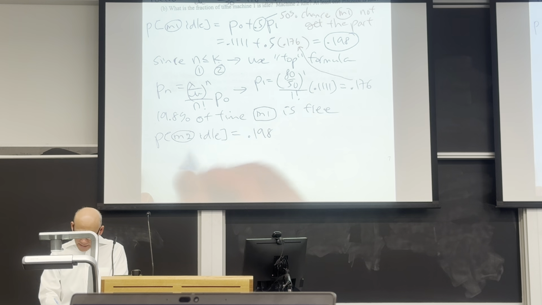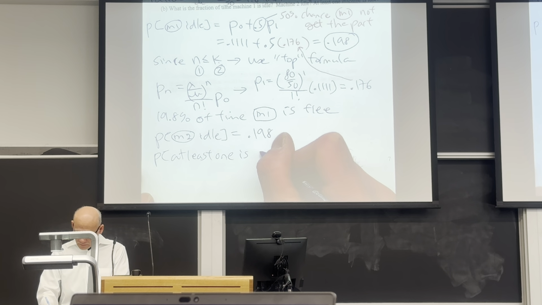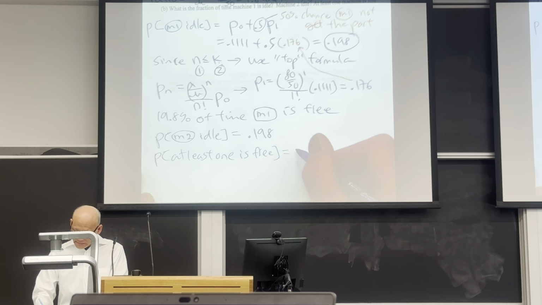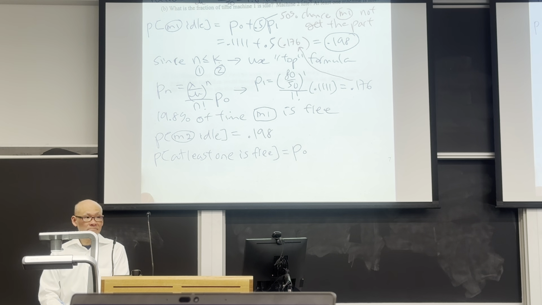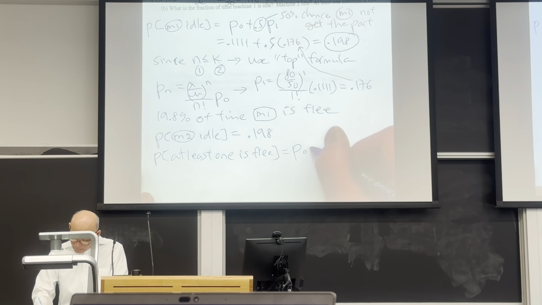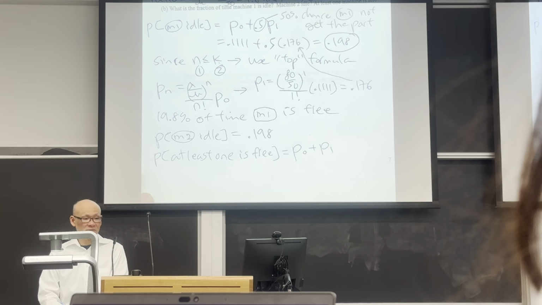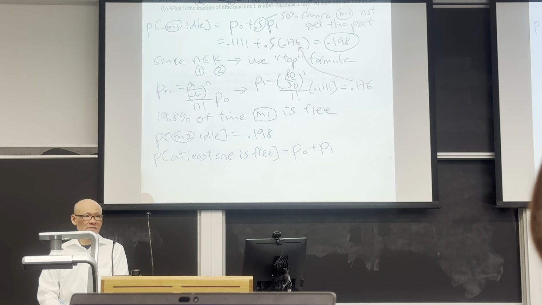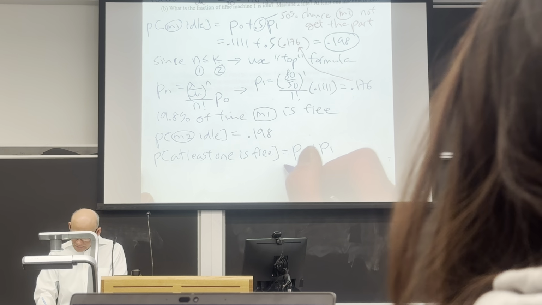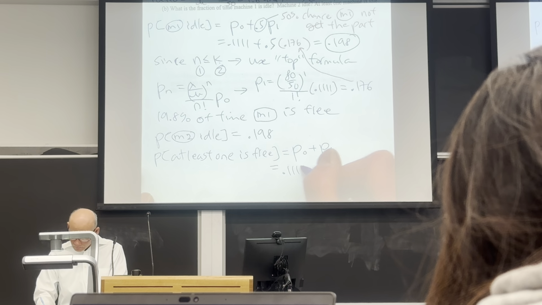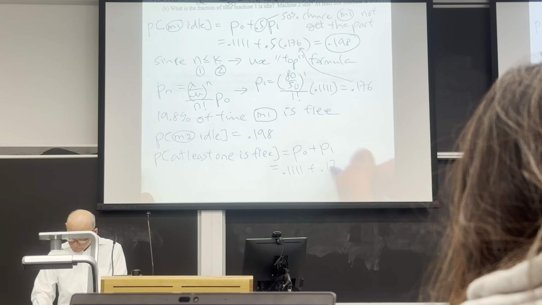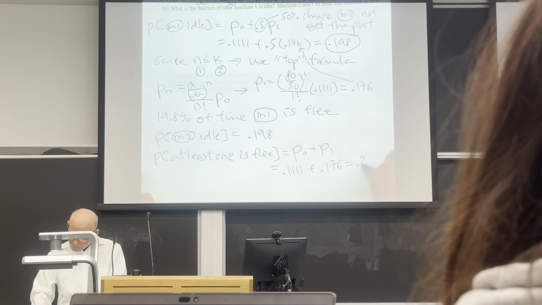At least one machine is idle. So what is the probability that at least one is free? Well, at least one is free if there's no parts there, and at least one is free if there's one part there. And if there's two parts, then at least one's not free. So basically it's P0 plus P1, so 0.1111 and then 0.176 gives me 0.287.